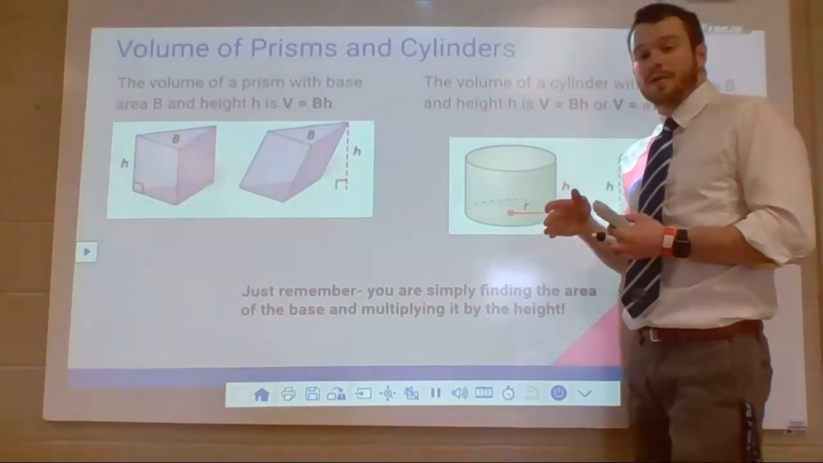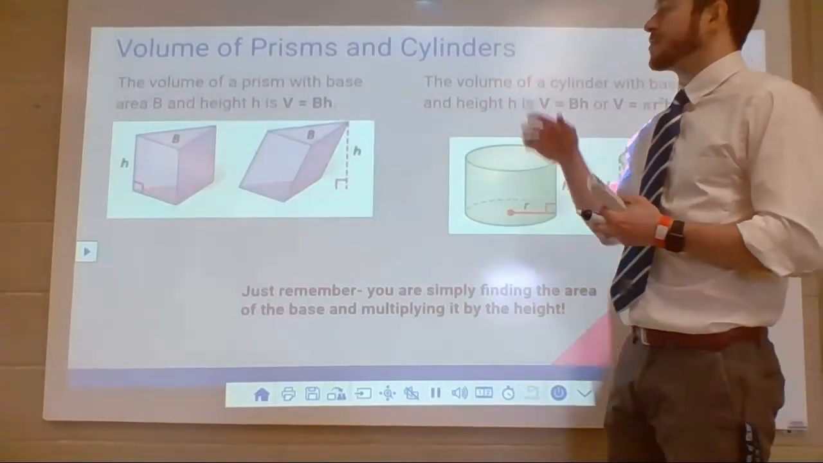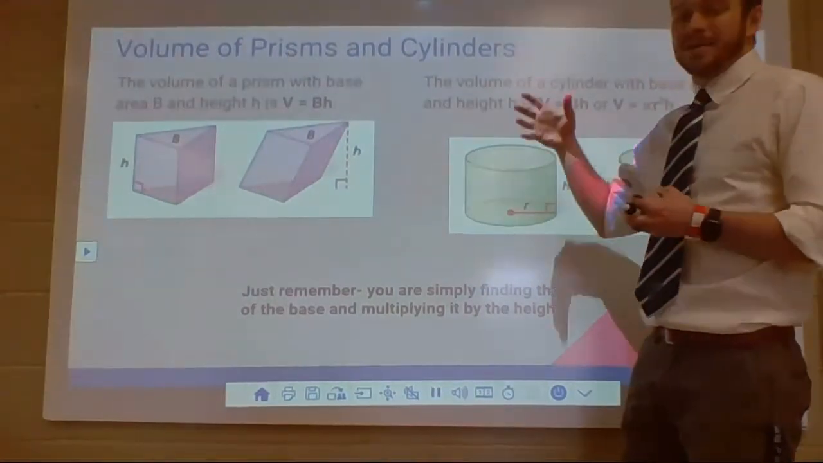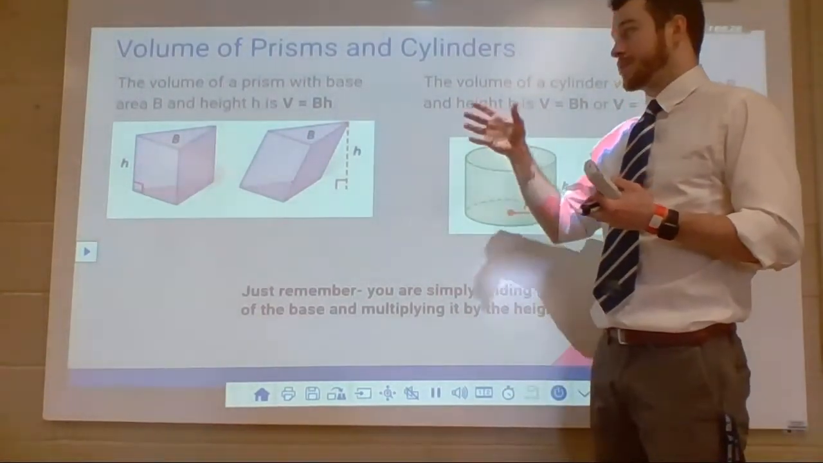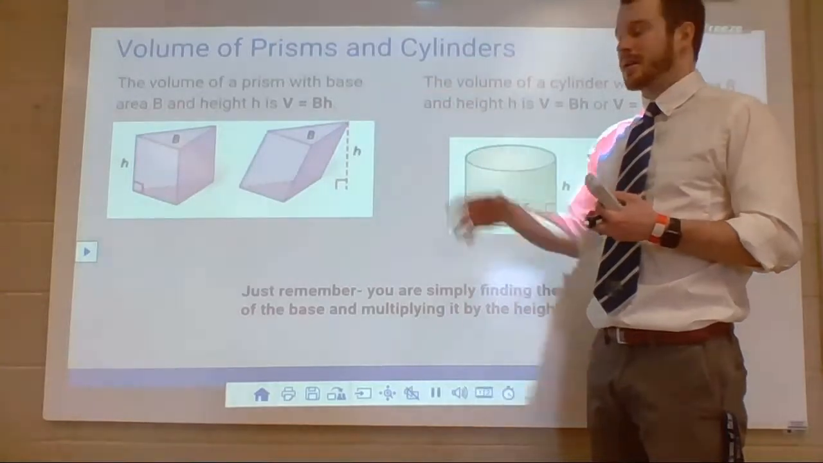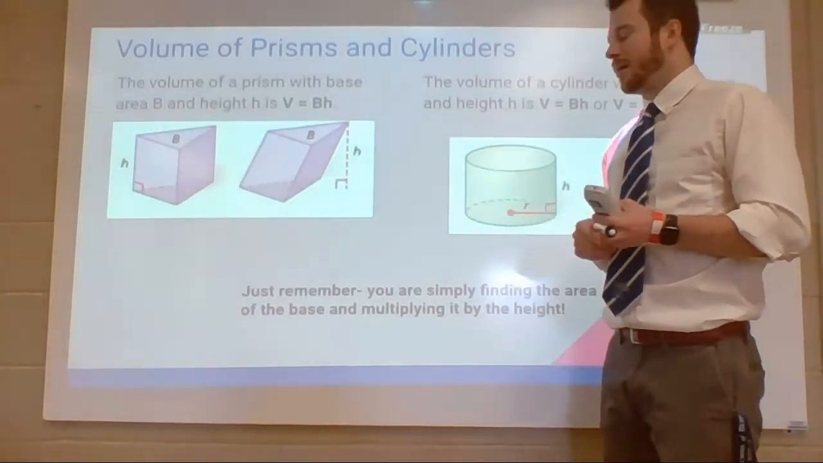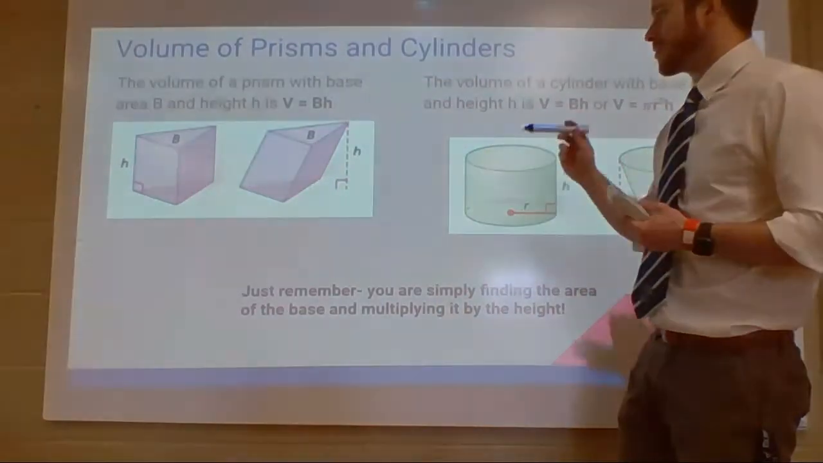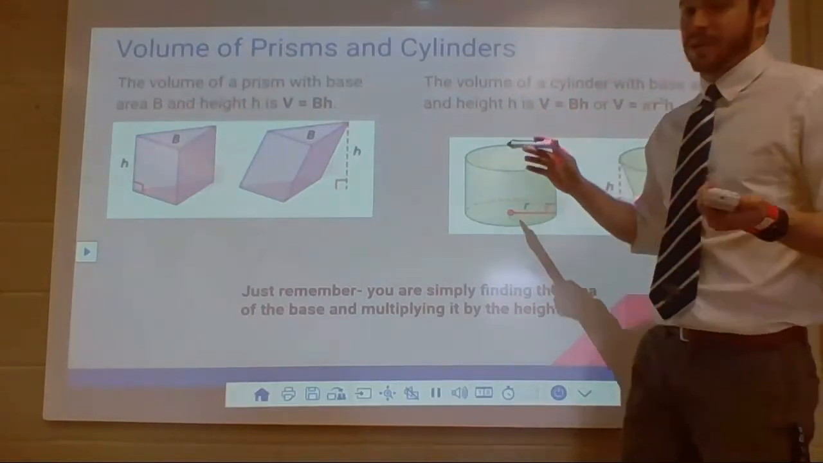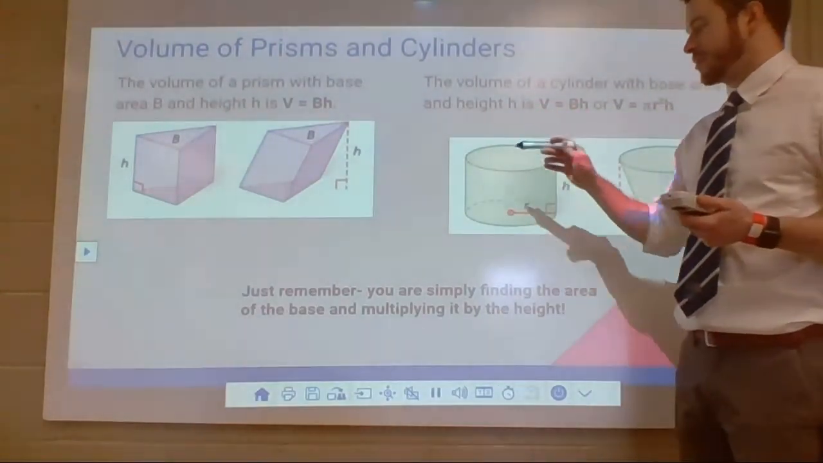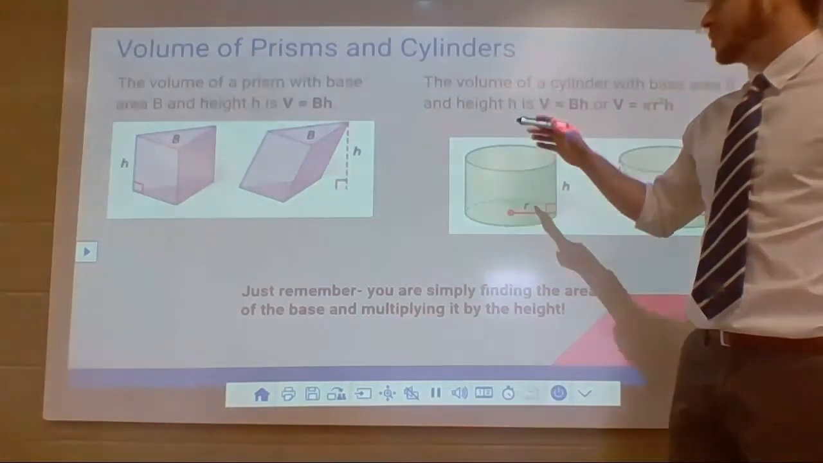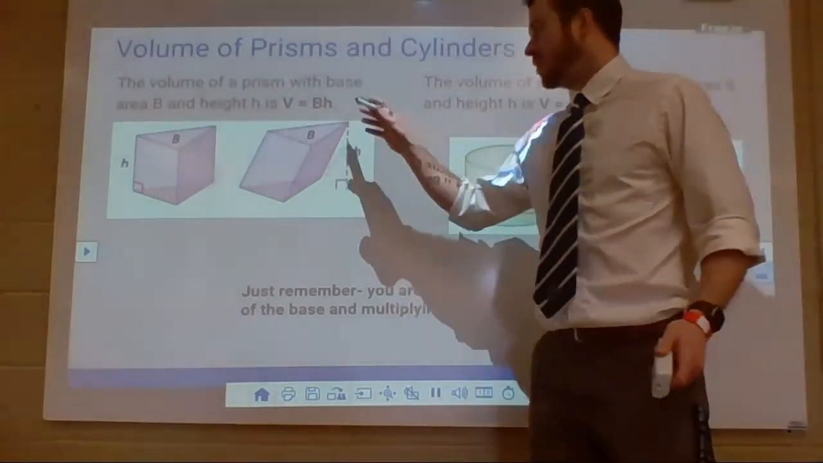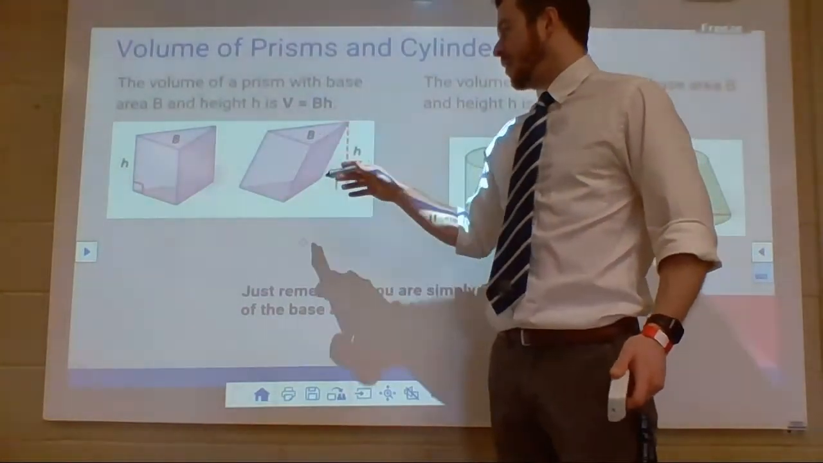Alright, so let's start off by discussing the volume of prisms and cylinders. I like to lump these together because all you have to do to find the volume of a prism or cylinder is find the area of the base and then multiply it by the height of the solid. So the only difference between a cylinder and a prism really is that the cylinder is going to have a circular base.